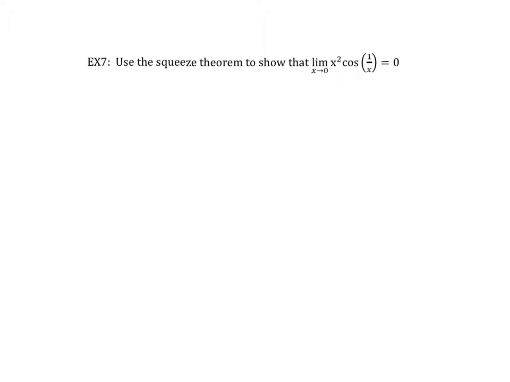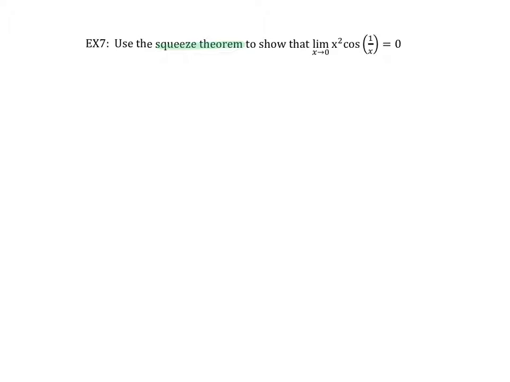Example 7 is our last example of this section. It says that we have to use the squeeze theorem. In order to use the squeeze theorem, I have to have an inequality. I'm supposed to show that the limit as x goes to 0 of x squared times cosine of 1 over x is equal to 0.